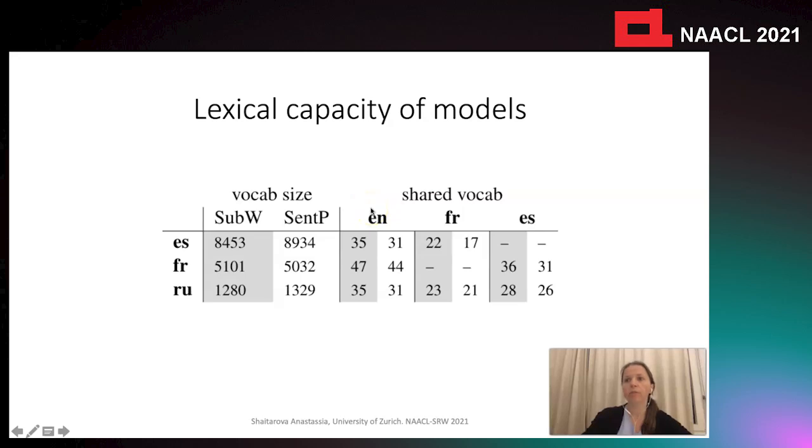In other words, if we fine-tune an mBERT model on the English data and then test it on the Russian dataset, 35% of the Russian subwords will be exactly the same as in the fine-tuning data.